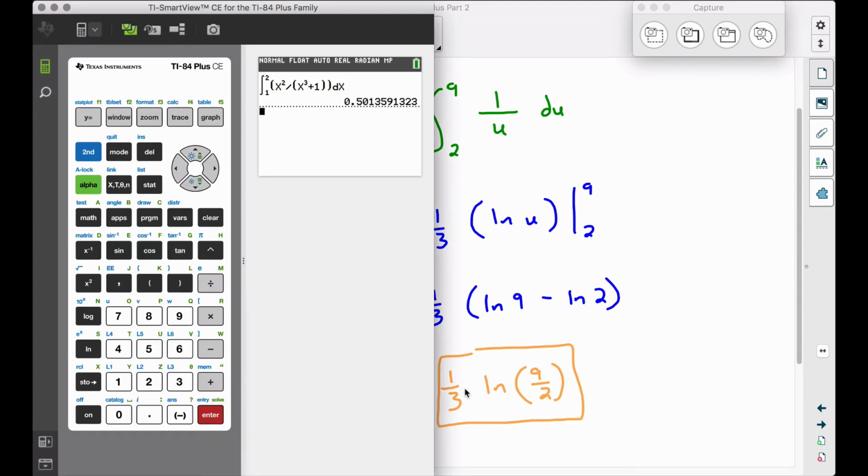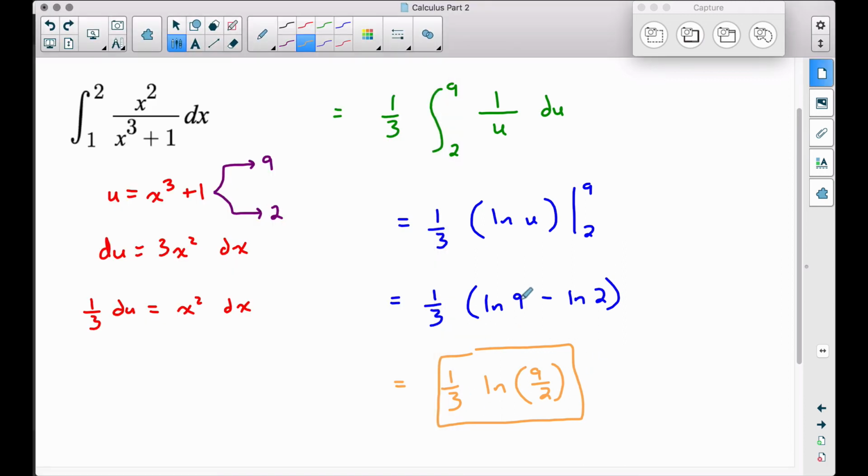Let's verify this on the TI-84. I already have the original problem typed in. Now I'm just going to do 1/3 natural log of 9/2. And notice we get the exact same decimal. So the calculator will give you an approximation, but notice now we have the exact answer. And again, the big thing that people forget here is the antiderivative of 1 over u or 1 over x or 1 over whatever is the natural log.